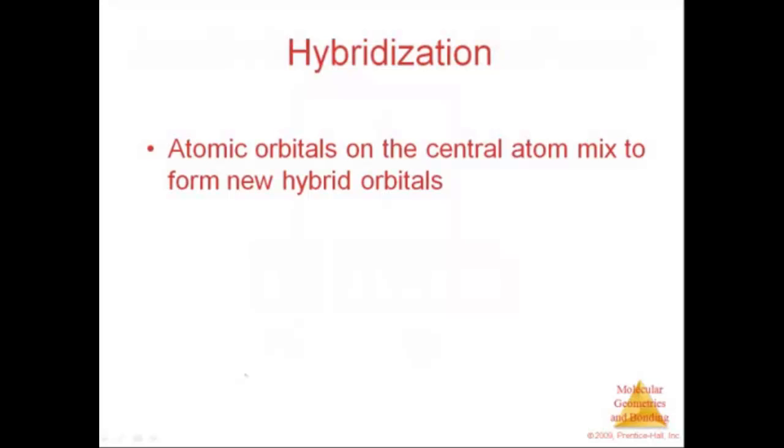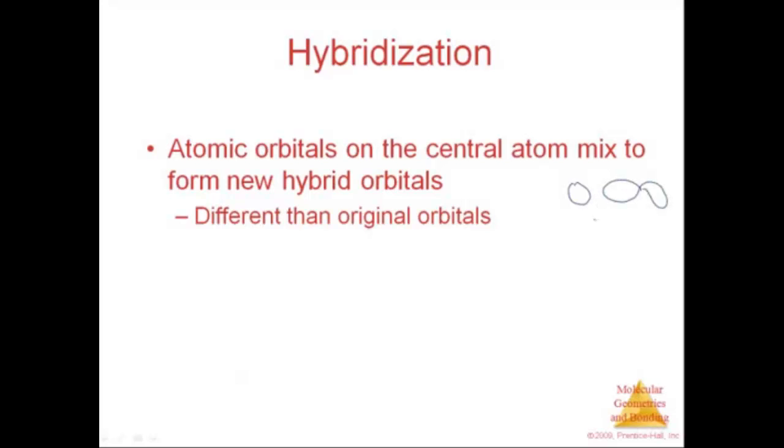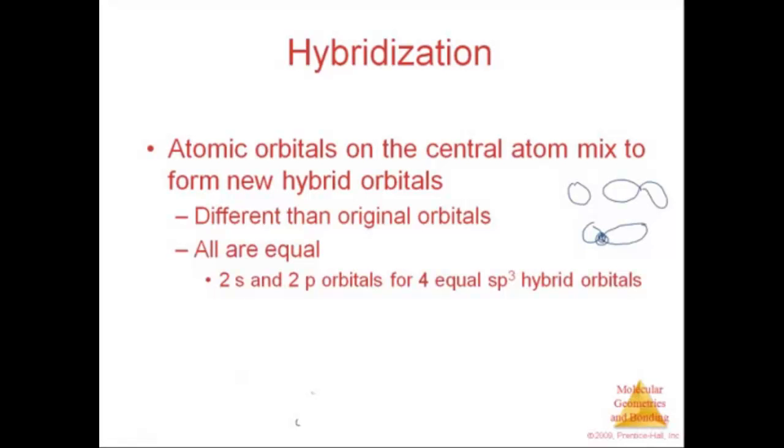Okay, I'm going to take a look at what that means. These hybrid orbitals are different than the original orbitals. So if I started with an s and a p, when this s and p come together, I'm a terrible artist, aren't I? They are no longer an s and a p orbital. They are all equal.